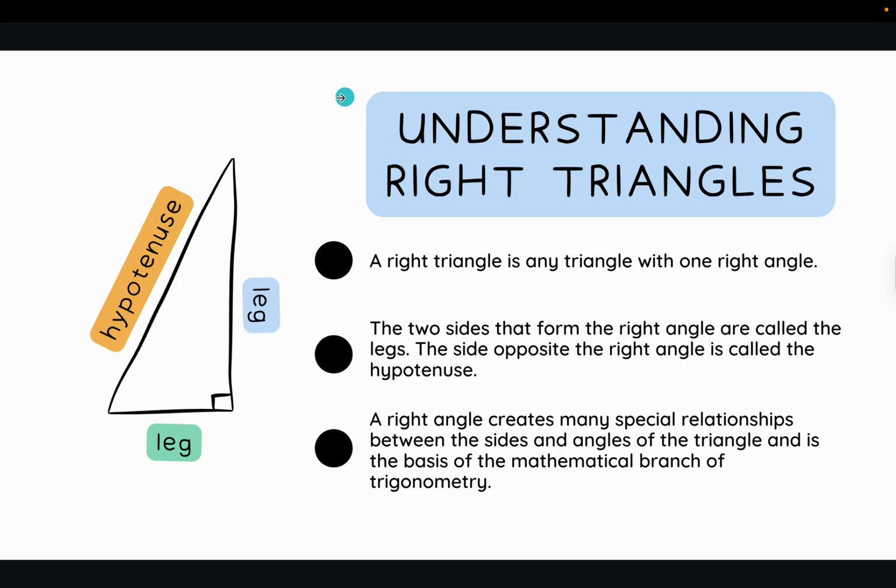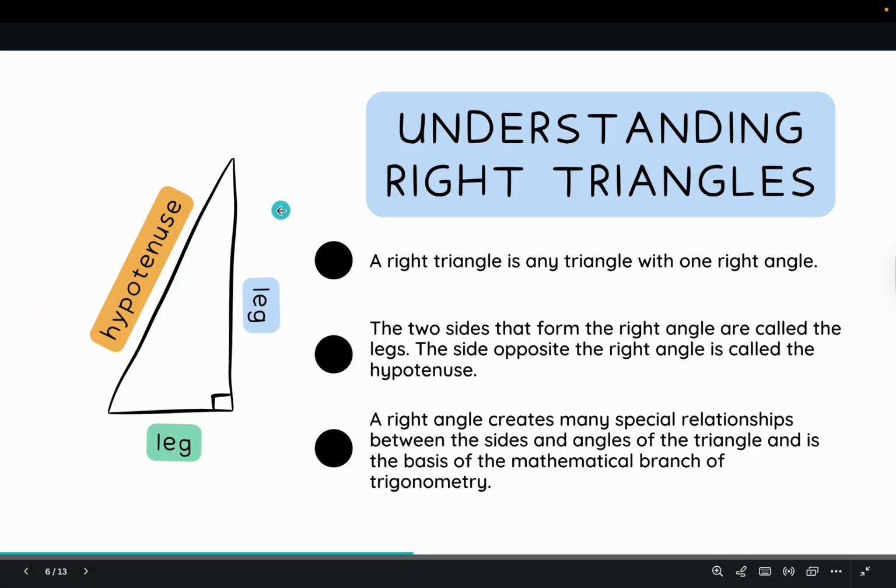Okay, so now what I just said, we're going to understand a little more, right? So, understanding right triangles. A right triangle is any triangle with one right angle. We know that. The two sides, so here's a leg and here's a leg, form the right angle and are called the legs. The side opposite of the right angle is called the hypotenuse. So we can see that in our visual, right?